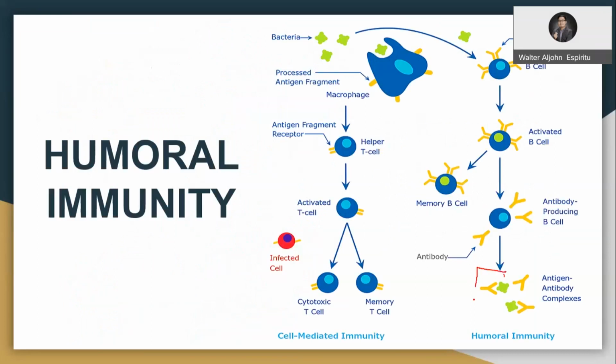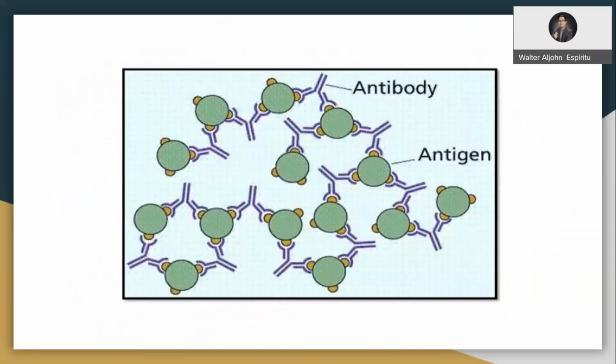So here we have the antigen antibody complexes. Here's another illustration of the antigen antibody complexes. We have different antigens on the surfaces of the pathogen, and then you have your antibodies that are bound on them. In most cases, these particular complexes may precipitate out from the mixture, which entails easy removal of this particular pathogen.